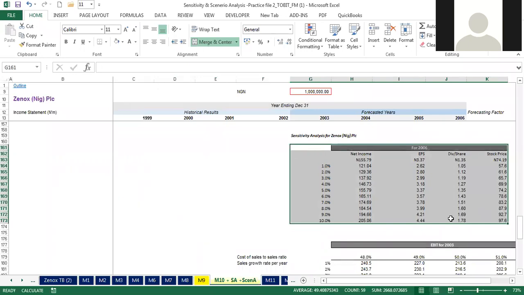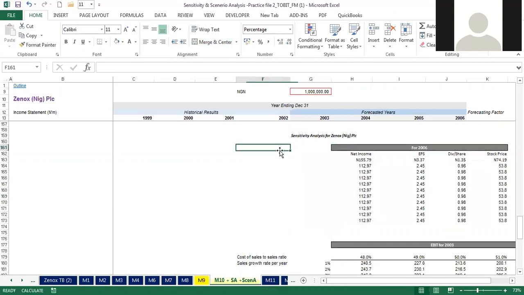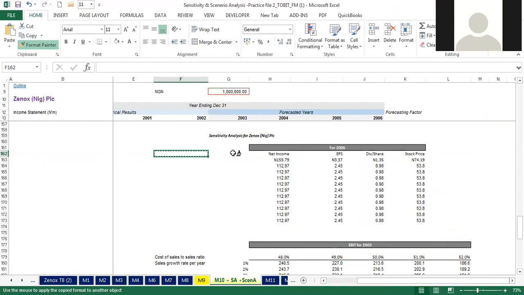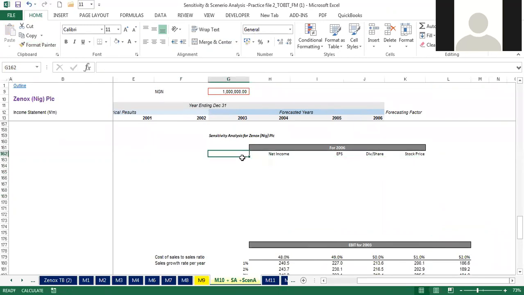Now, the management wants to see how net income, earnings per share, dividends per share, and stock price will change for 2006 for a sales growth rate from 1% to 10%. What that means is everything that we have here, I will take it out so you will see. All right, so what I will simply do here is format this. Can you see the screen, please? I will format this aspect. I will take it out.